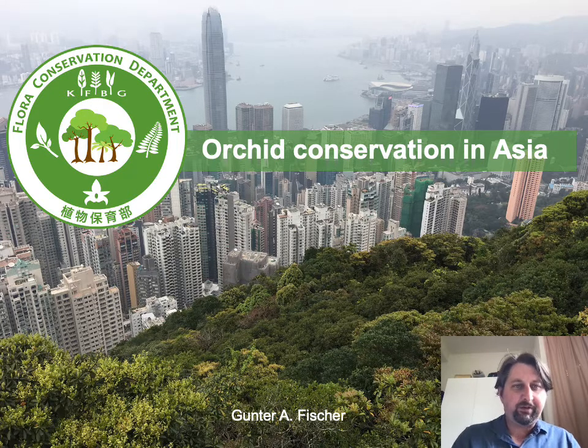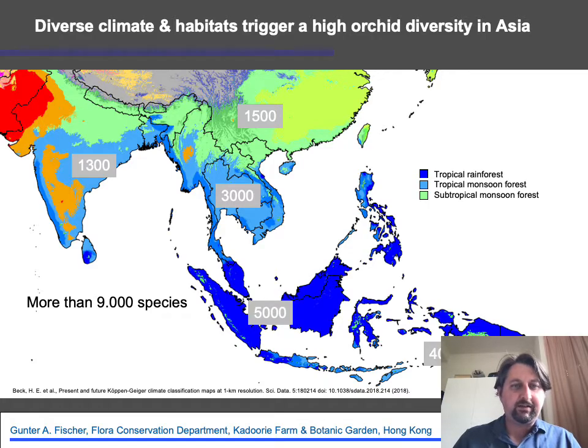Today I'm going to speak about orchid conservation in Asia. Asia has got more than 9,000 different species of orchids, and they're concentrated, about 5,000 species, in the Sundaland region, which is a tropical rainforest region, as well as Papua New Guinea, which falls in the same vegetation type.